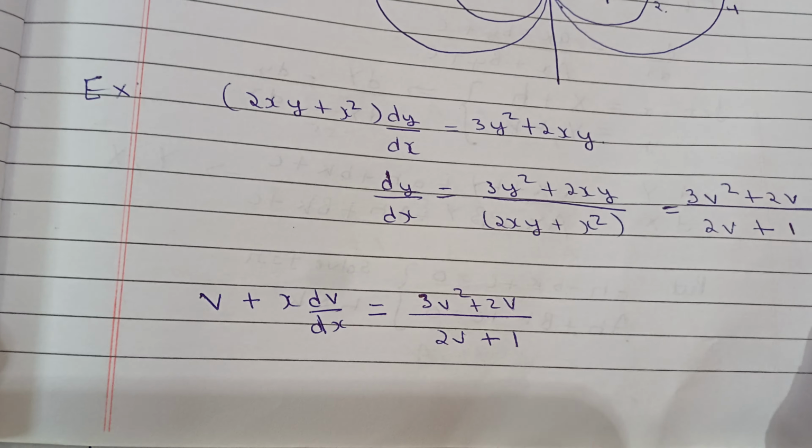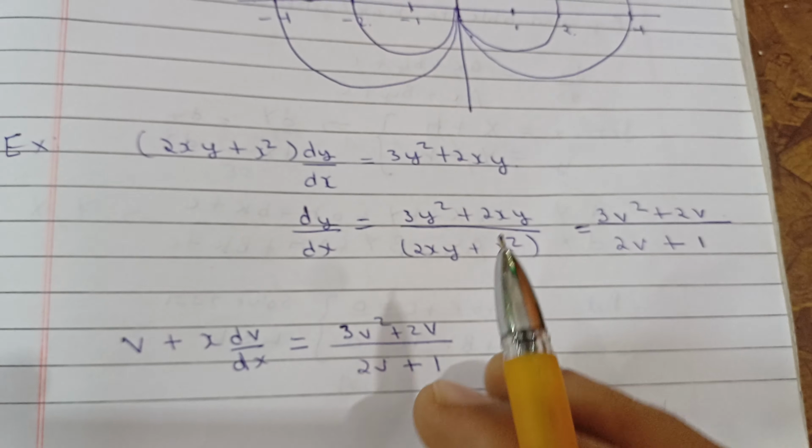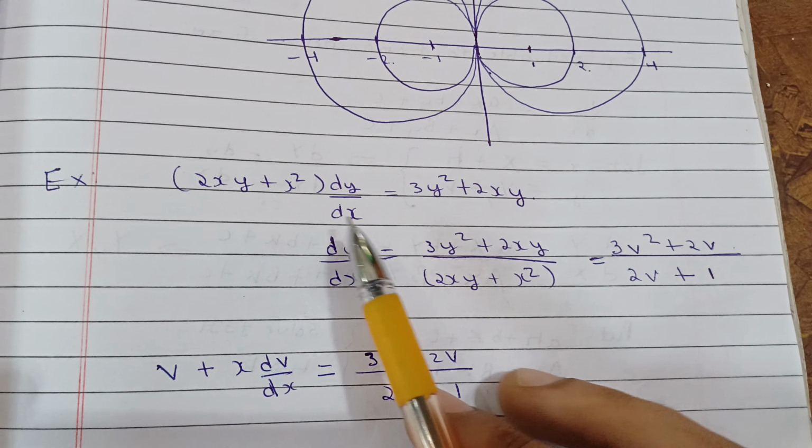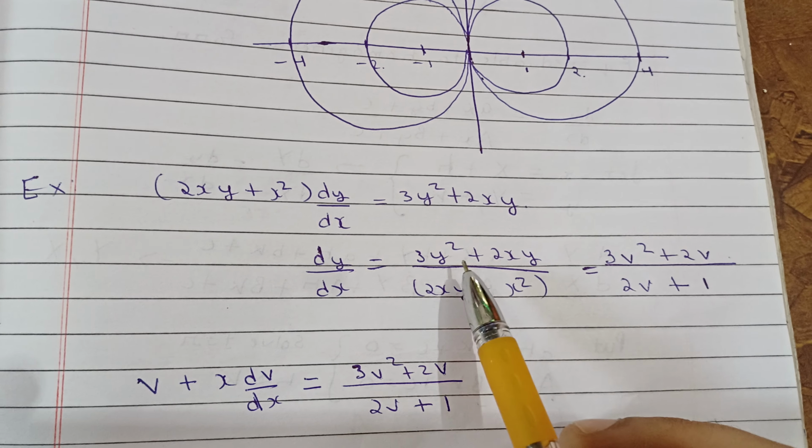Now let's see one more example of a homogeneous equation. It will be given like this. So from here dy by dx is equal to this.